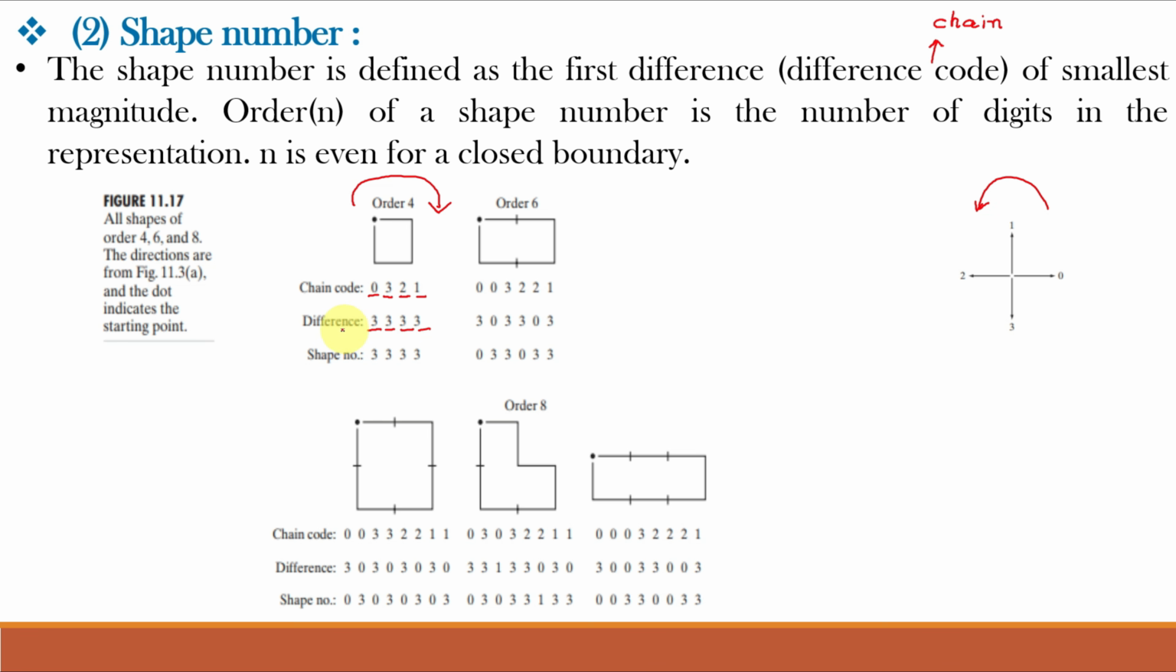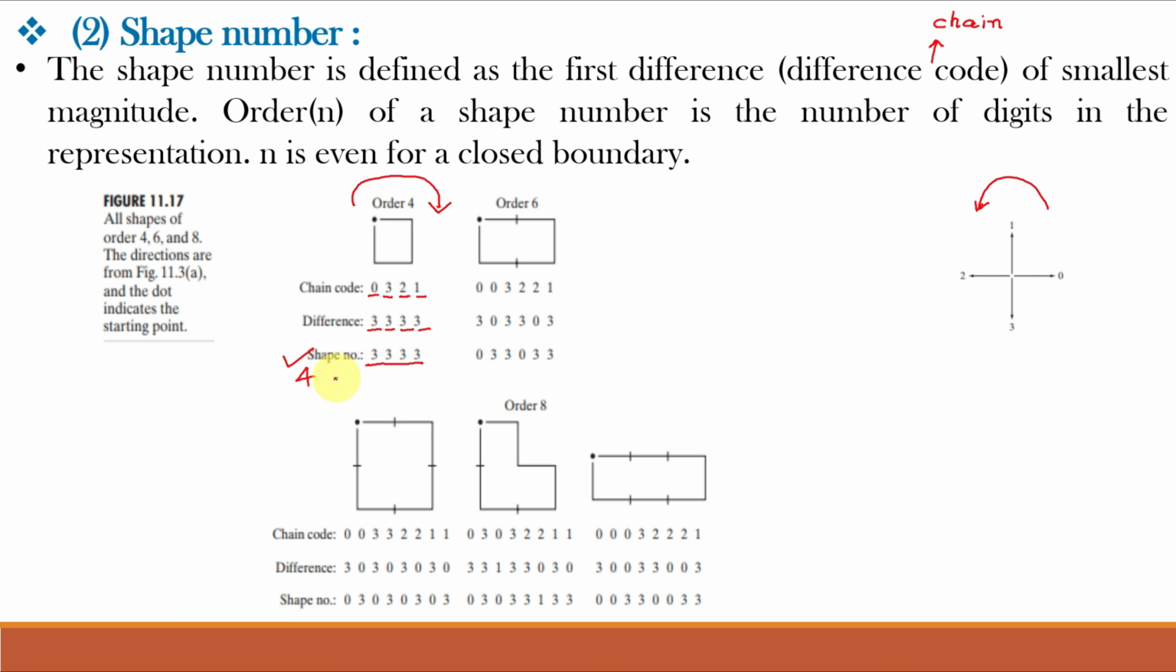So this difference code is obtained by calculating the directional changes that are required to go from one point to another point. And remember, we have to also take care that the difference code should be of smallest magnitude. So to make this difference code of the smallest magnitude, one way, as we have learned in the video lecture of chain code, is to bring zeros ahead. But here, as there are no zeros, we will keep the difference code as it is, and that is our shape number. So now we can see that in the shape number there are 4 digits, 1, 2, 3 and 4. So order n, that is order 4, is the number of digits in the representation.